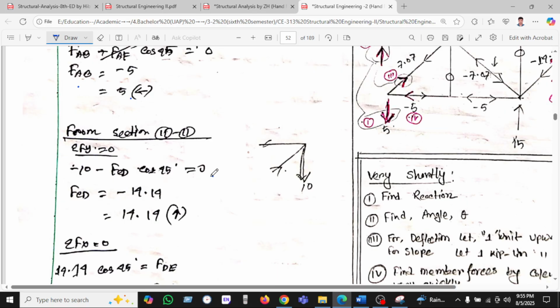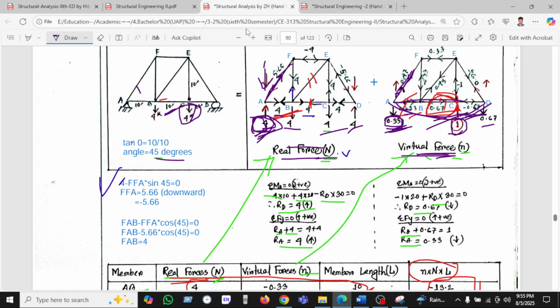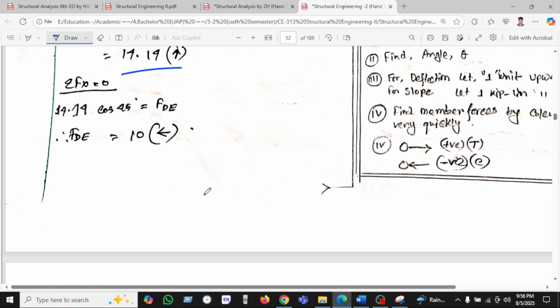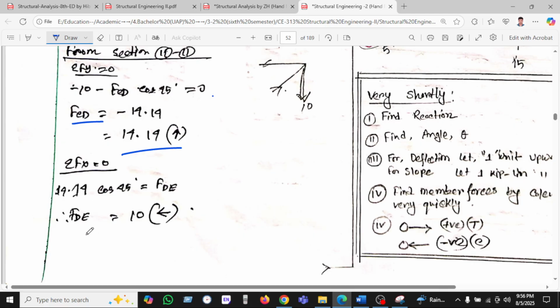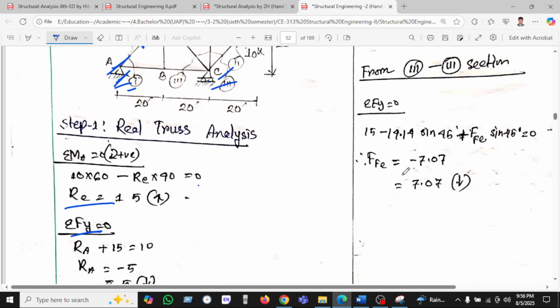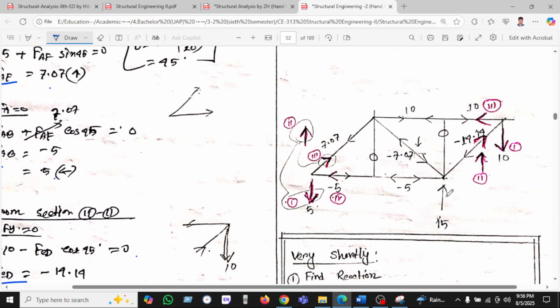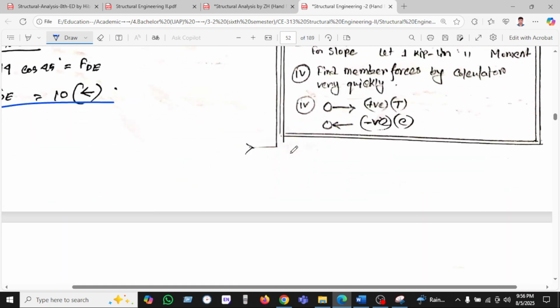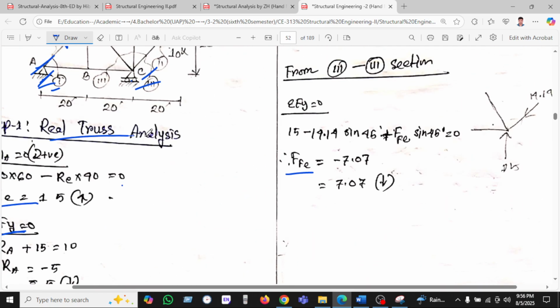The same thing we calculate from section 2-2. I'm just skipping all these values here. I'm not taking every section, for the sake of brevity. We're just taking the equilibrium for very quick calculation. So in this case we find the FCD value, FD, all the values, and the FDE value, which is 7.76. After getting all these values, we draw this diagram, and this is the real truss we have seen.